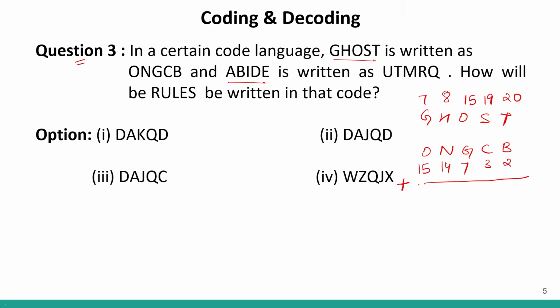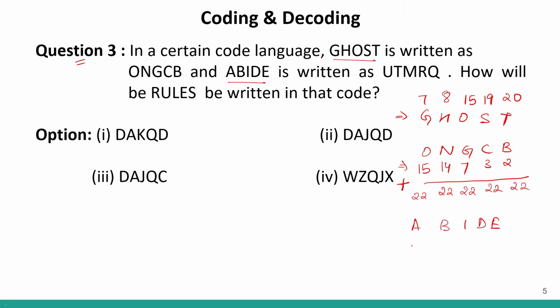7 plus 15 will give me 22. Correct? 8 plus 14 will give me 22. 15 plus 7 again will give me 22. 19 plus 3 will give me 22. And 20 plus 2 will give me 22. So the sum is 22 in each case, the sum of forward ranks of the uncoded word and the coded word. So let us check if it is true for ABIDE as well.